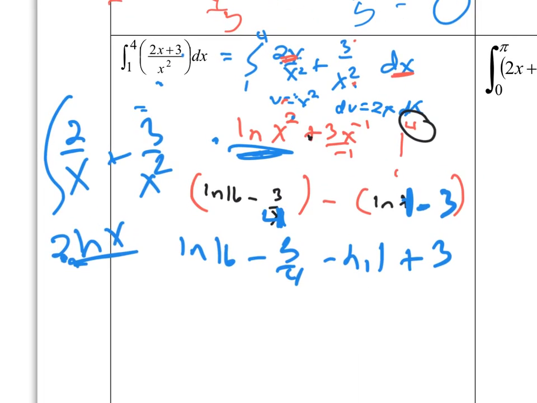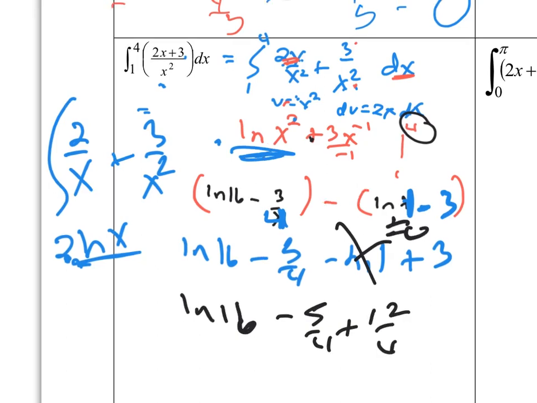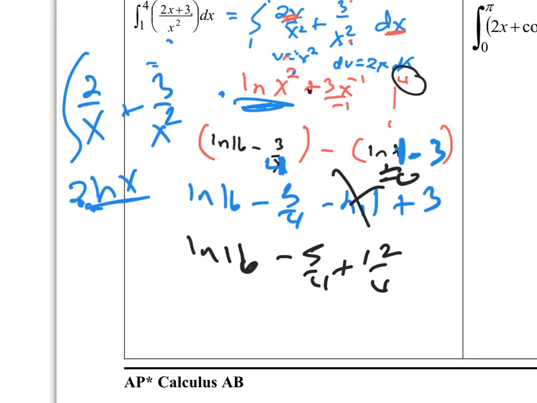Can somebody tell me, does anything go away? Is anything there equal to 0? Yeah, natural log of 1. Okay, so that goes away because that's equal to 0. So it's gone. So I'm just going to write it like this. Natural log of 16 minus 5/4 plus 12/4. And by the way, on the AP test, you don't have to do this.